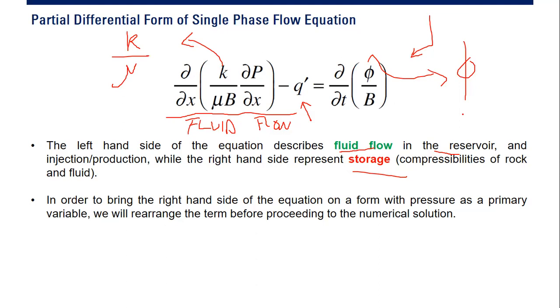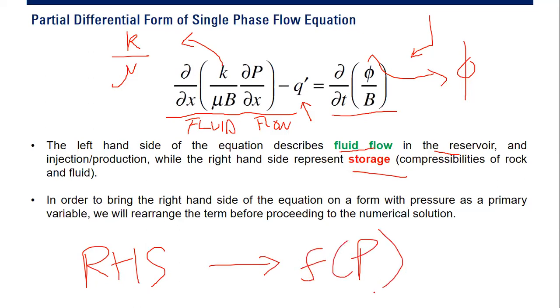In order to bring the right-hand side of the equation to a form with pressure as a primary variable, we will rearrange the term before proceeding to the numerical simulation. So I want to express the right-hand side, RHS, as a function of pressure. So I want to check the pressure dependence of the right-hand side term.